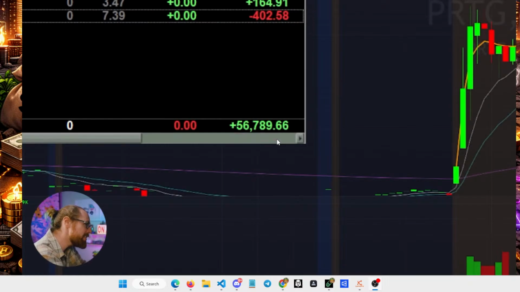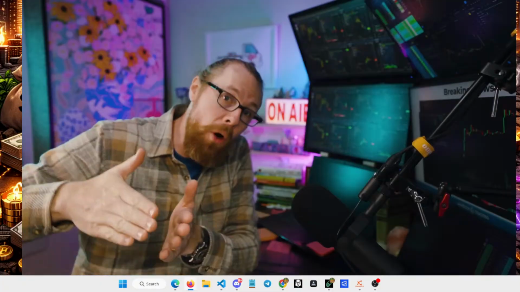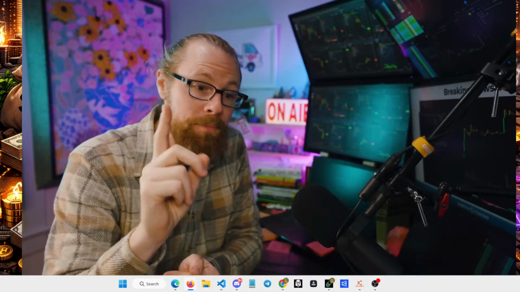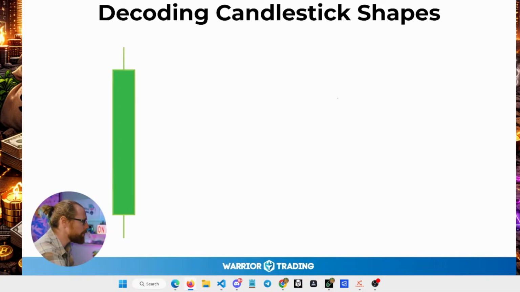Interpreting what each of these candlesticks meant so I could see when it was time to buy before the big breakout. That's what's important, and that's what gets so exciting. So that's a $56,000 green day. And I just wanted to throw that out there to get you a little bit excited. Okay, so let's talk about decoding the individual candlestick shapes.